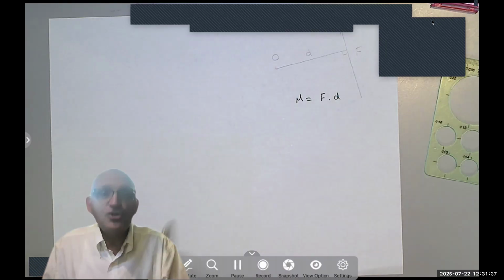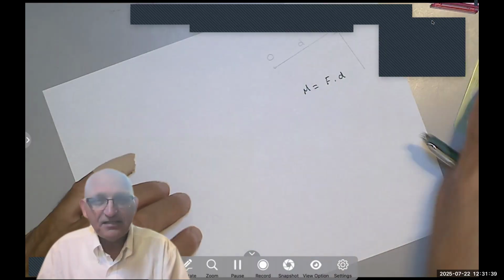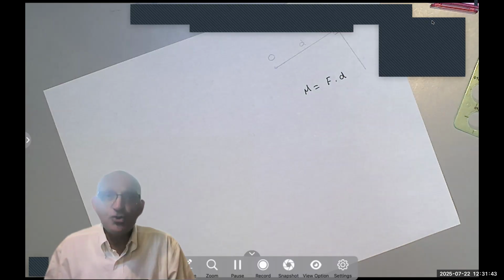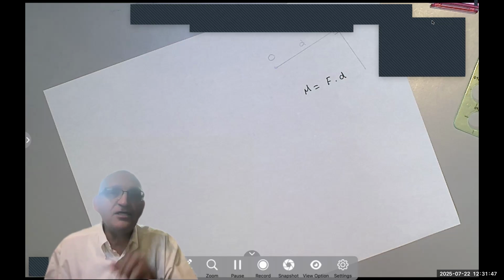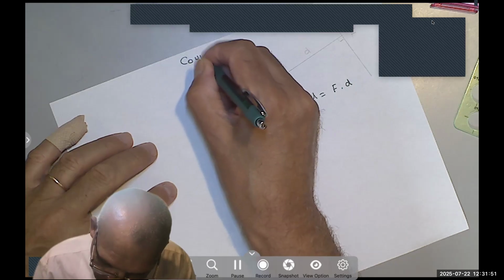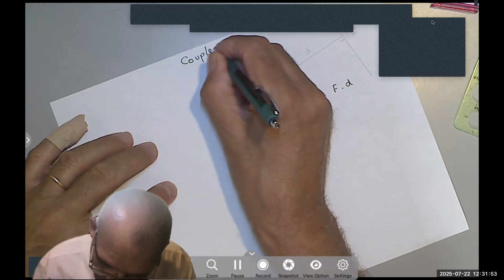Today we are going to look at something slightly different. What if the forces come in pairs, two equal, opposite, and non-collinear forces? We call that a couple. So what are couples?